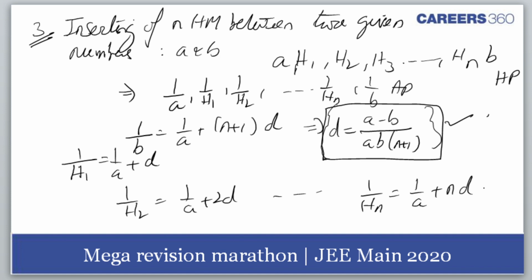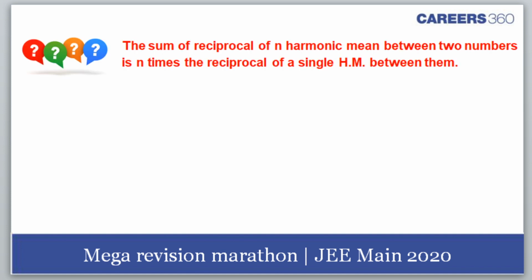I hope you understand it. Now, if the sum of reciprocals of n harmonic means between two numbers is n times the reciprocal of a single harmonic mean between them. So this is the relation we get between the sum of reciprocals of n harmonic means, and that has been converted into an AP itself. Okay.